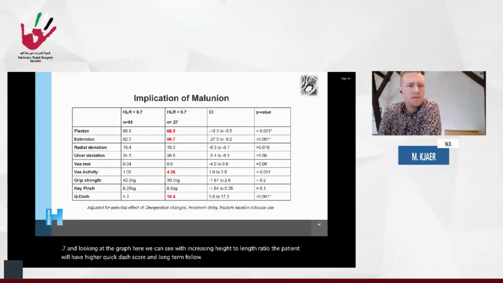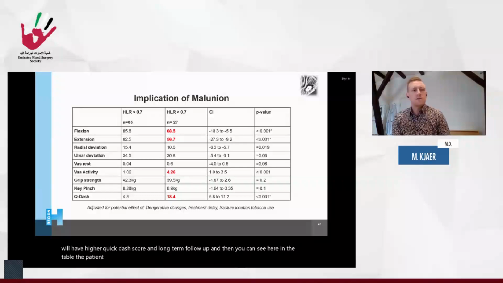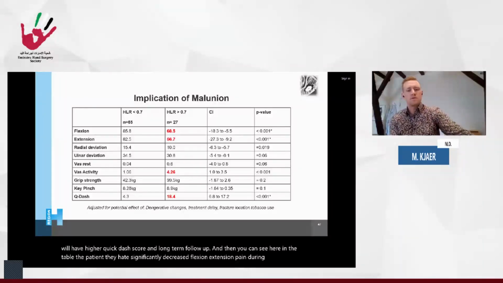And then you can see here in the table, the patients had significantly decreased flexion, extension, pain during activity, and a higher QuickDASH score at long-term follow-up. And they were all independently, significantly correlated to a height to length ratio above 0.7, adjusted for degenerative changes, treatment delay, fracture location, and tobacco use in this cohort.